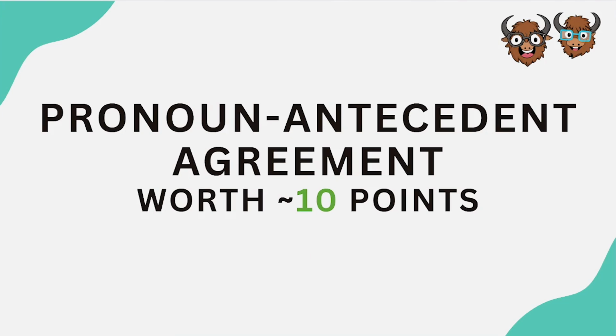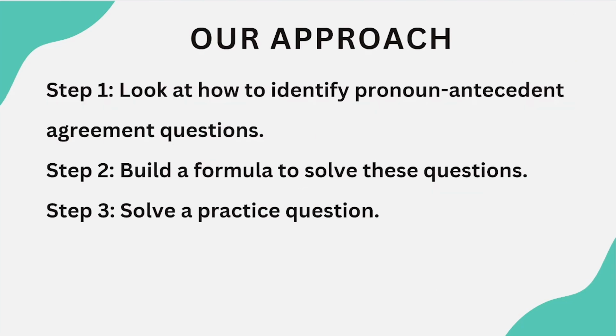We'll be talking about pronoun antecedent agreement questions. They're worth about 10 points on the SAT, but sometimes more, so you should always be ready. So, as always, our approach will be to look at how to identify pronoun antecedent agreement questions. We'll build a formula to solve these questions, and then we'll solve a practice question.